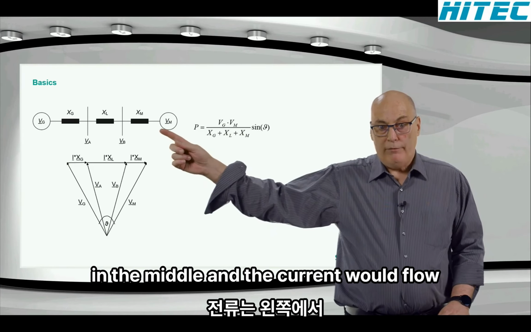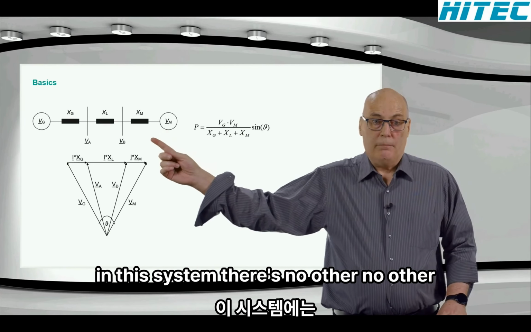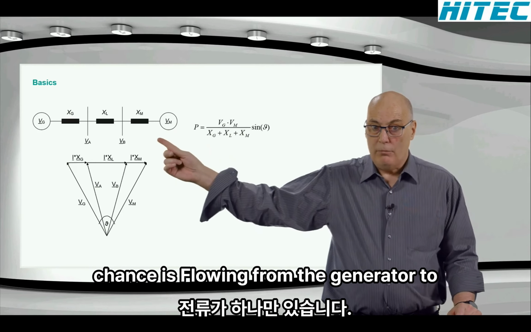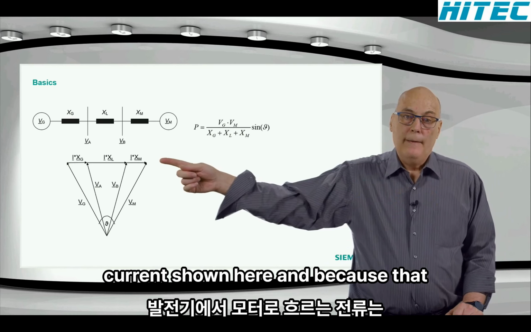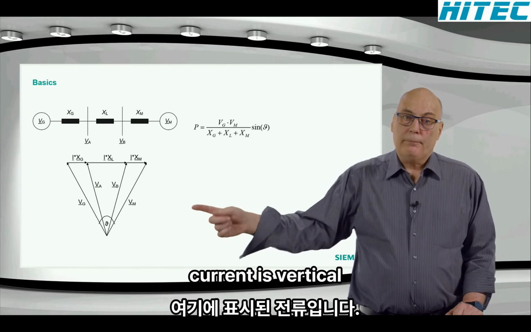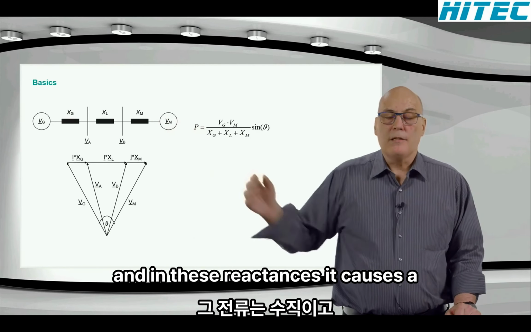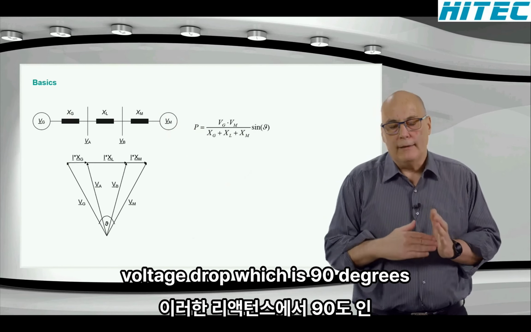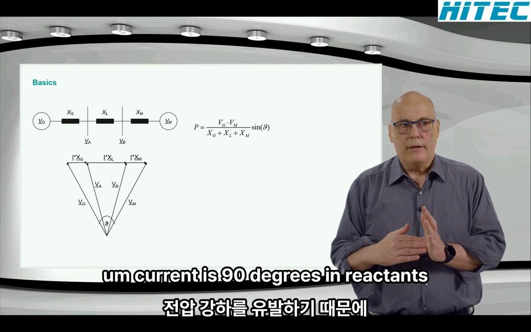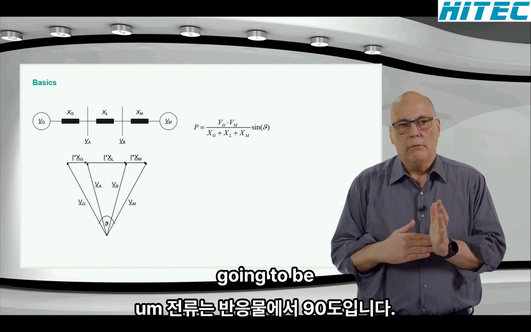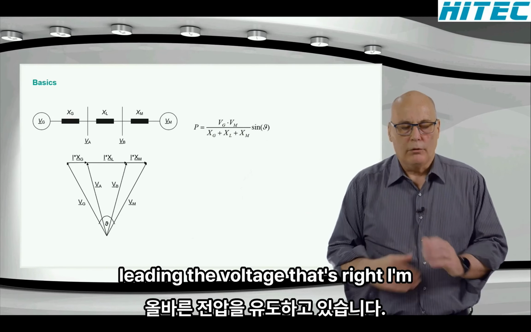And the current would flow left to right. There's only one current in this system. There are no other shunts. It's flowing from the generator to the motor. That's the current shown here. And because that current is vertical, in these reactances it causes a voltage drop which is 90 degrees. Current in a reactance is going to be lagging the voltage. That's right.